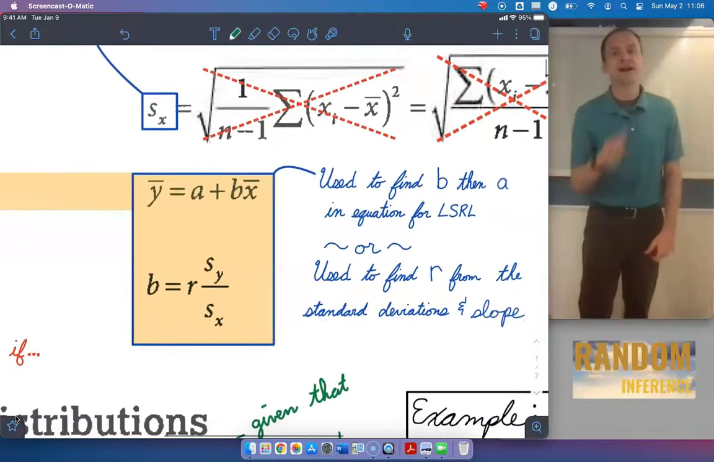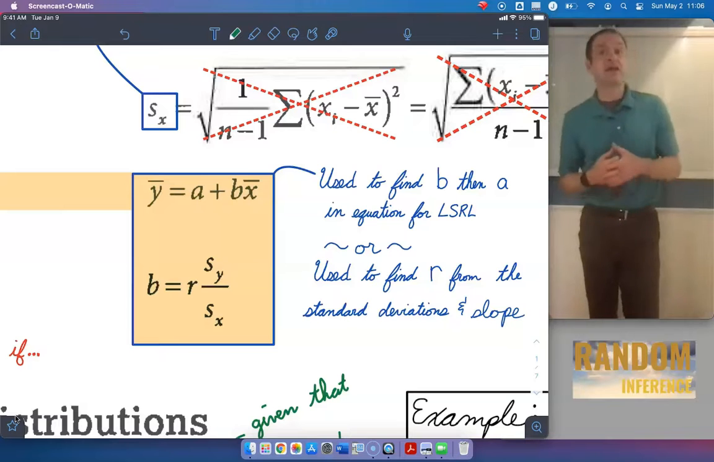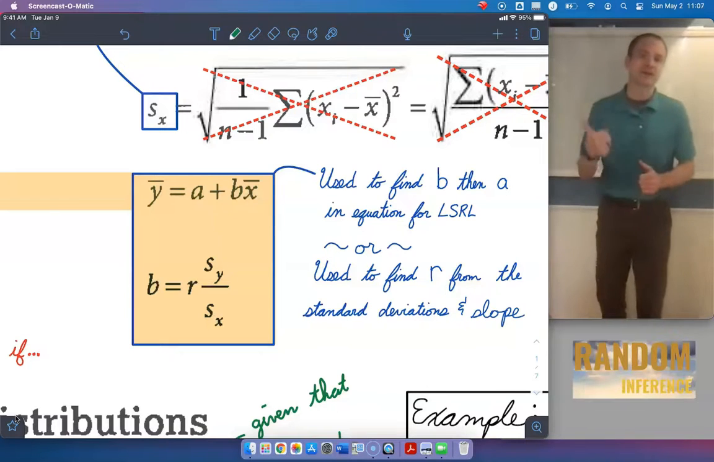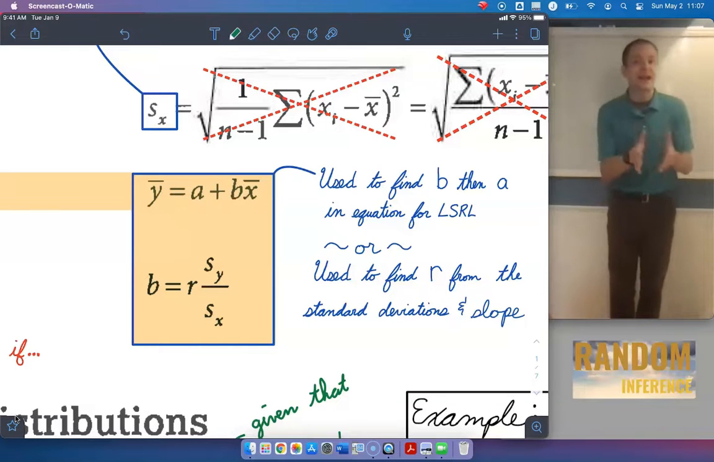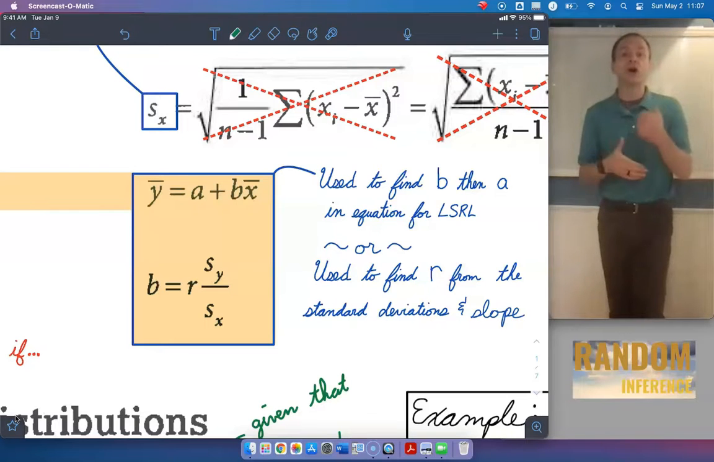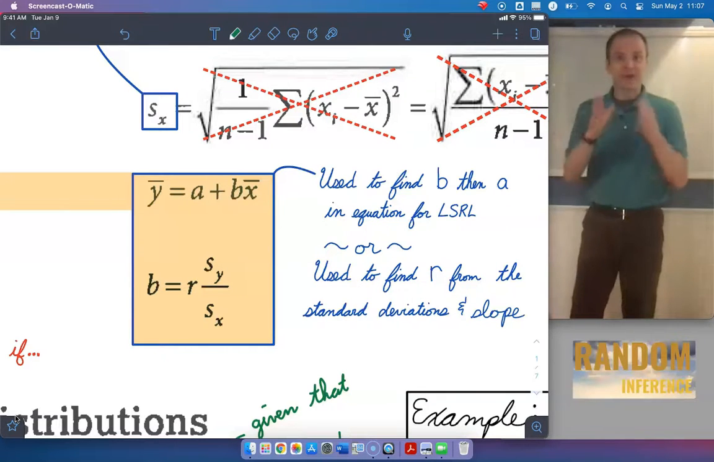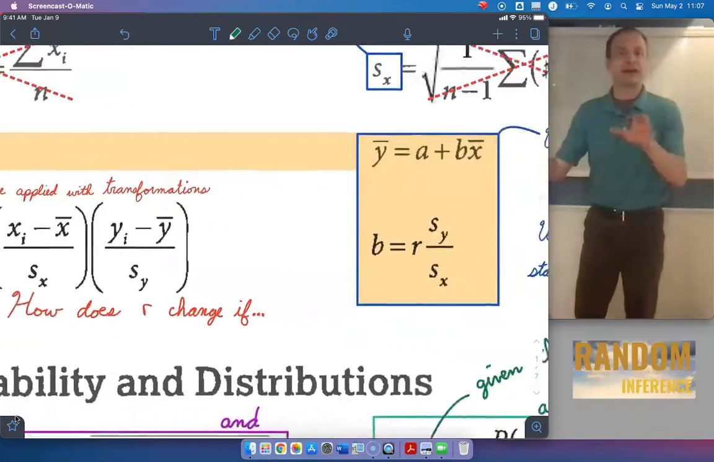They are used to find b and then a for the least squares regression line when you're given summary statistics. If you're given x bar and y bar for explanatory and response variables, and even their standard deviations, s sub x and s sub y, you can use those to help us find the parts to create our prediction equation. So we can use them to find b then a to help us write the equation for the least squares regression line, or we can use them to find r if we know what the slope is and what the standard deviations are for the explanatory and response variables. Now you can see, don't cross them out, but realize those two go together and they create the prediction equation over here. So that's why I have them highlighted.